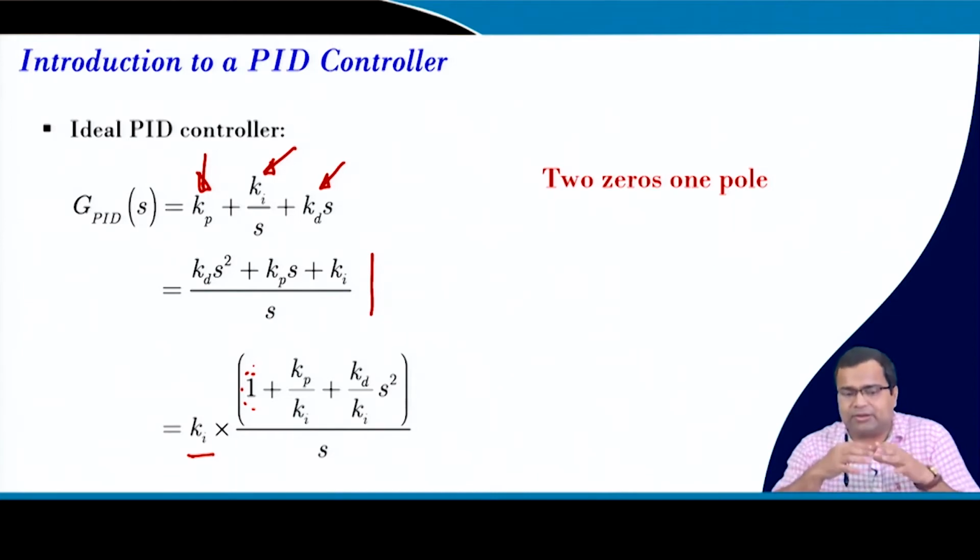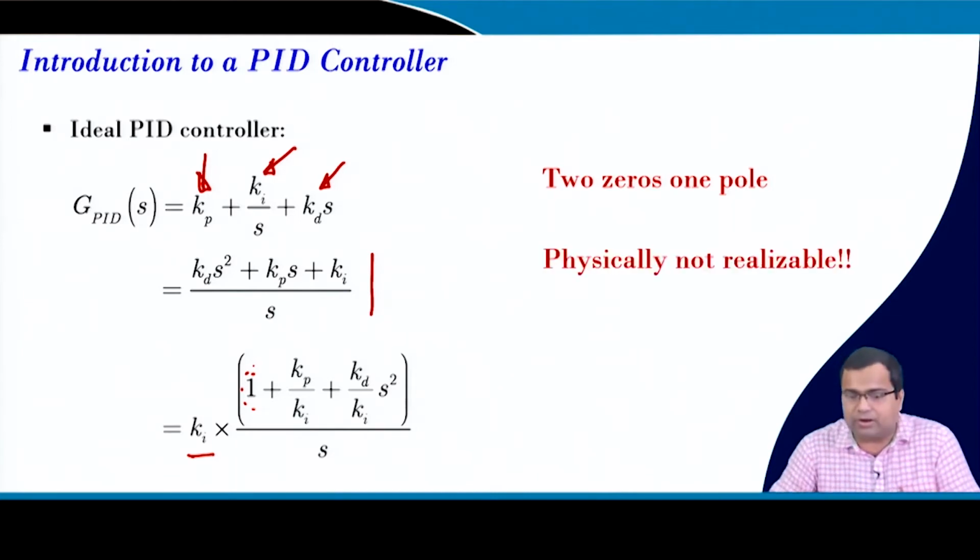Next, this PID controller has 2 zeros and 1 pole, but this is not physically realizable because we know that this is an improper transfer function. We need at least 2 poles, 2 zeros means there should be at least 2 poles.